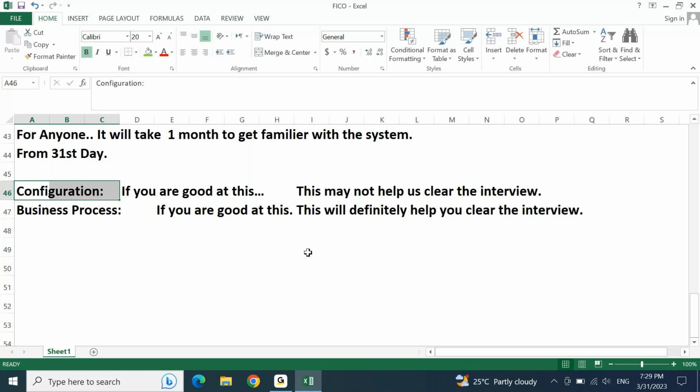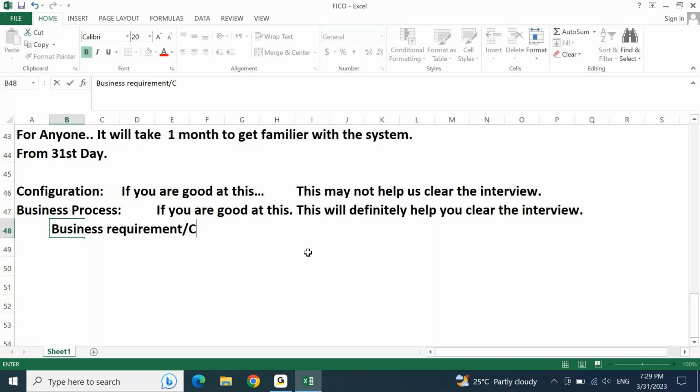Now, if you are good at business process, this will definitely help you clear the interview, because business process is all about a business requirement or a business case. If you have a requirement, if you have a case, you will definitely think how I will do this business requirement or how I will implement this business case in SAP. From here, your mind will automatically think about configuration. But from configuration, you can never get into business process. These are reverse. If you are focusing on configuration, you will never be able to understand business process, because that will lead to unwanted confusion.